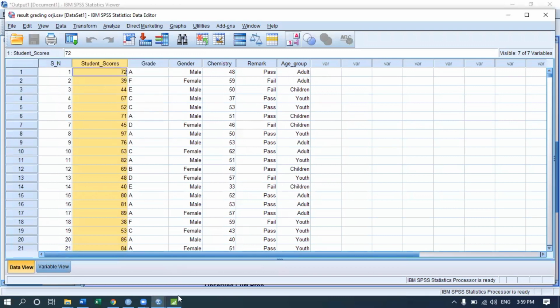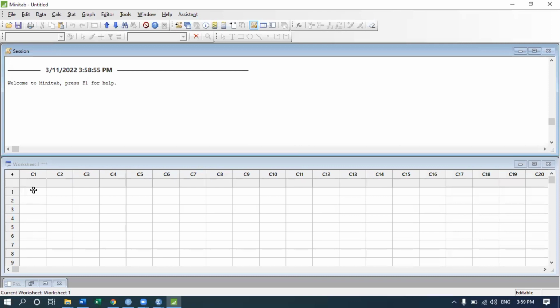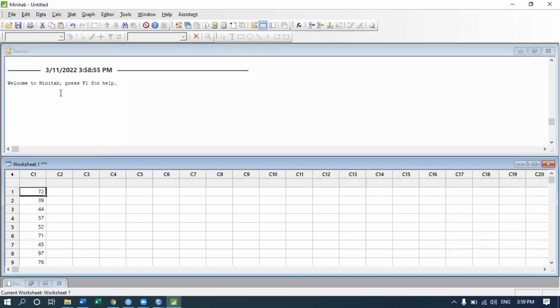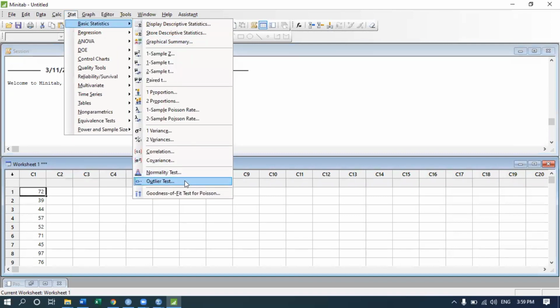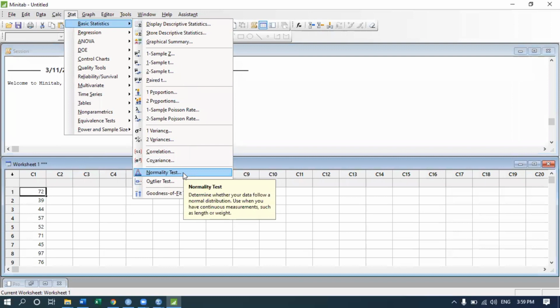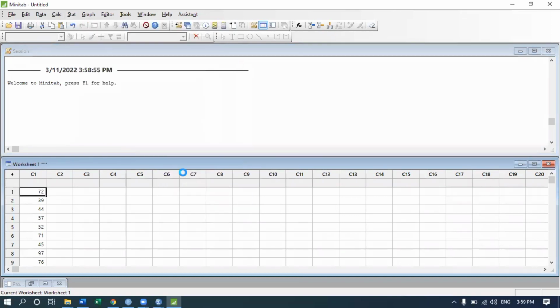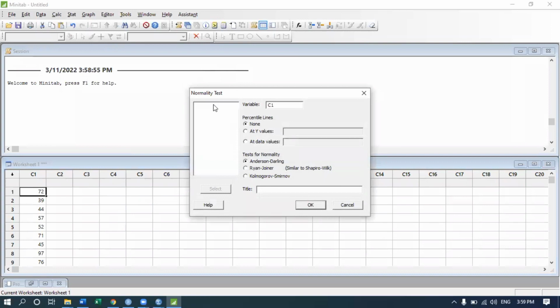So one of the ways I do this, I take my data to Minitab. Are we seeing what I'm doing? I take my data to Minitab and I go to normality test. Remember in SPSS, it's called what? P-P plot. Yeah, it's called normality test, which is still the same thing. You move your data, C1.